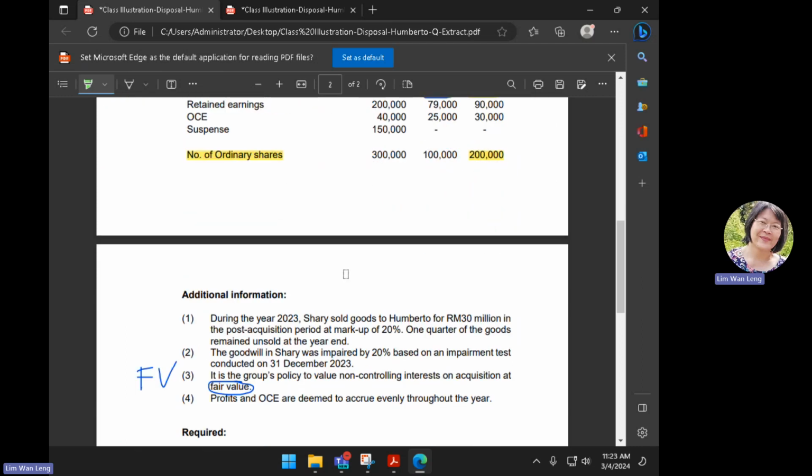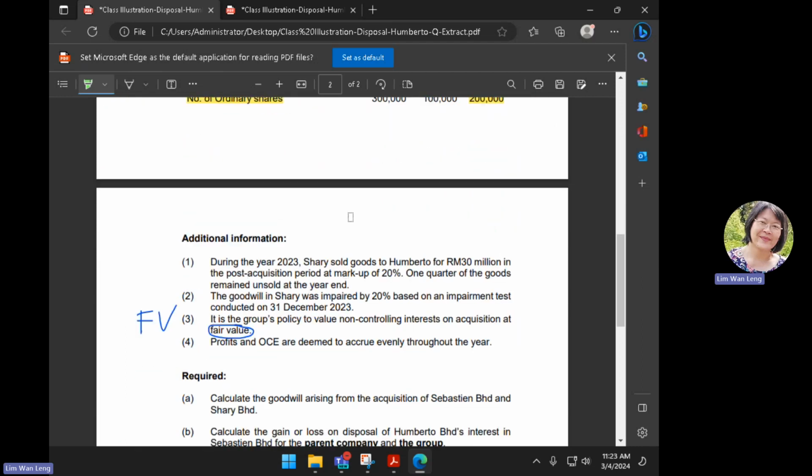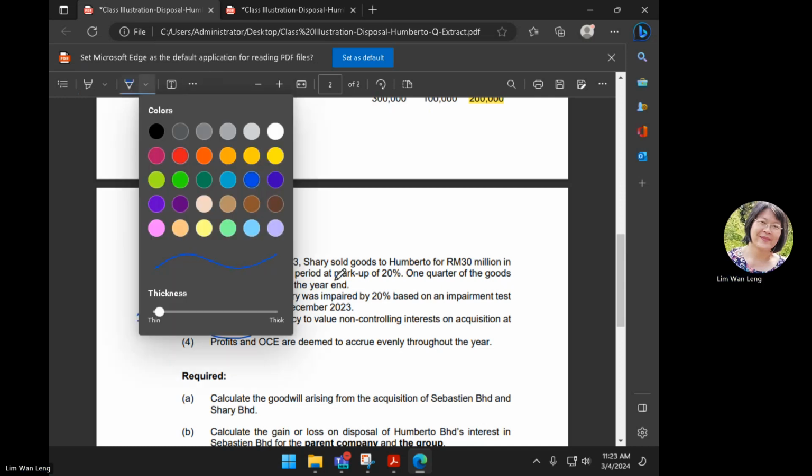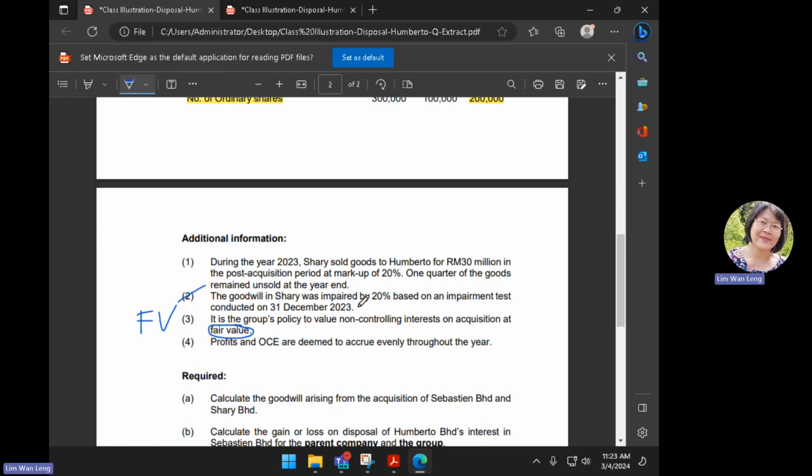Okay? So based on this, plus the item number 2 here, you should be able to calculate the goodwill. NCI measured at fair value. In the investment in Sherry, the goodwill will be impaired by 20%. Profits and losses are deemed to accrue evenly throughout the year. So now you go and do the computation of the goodwill.